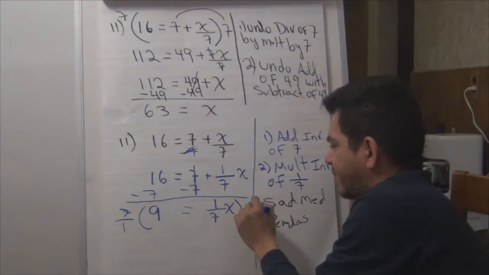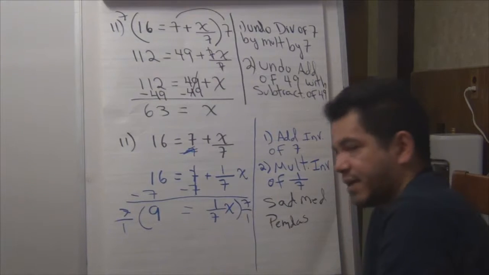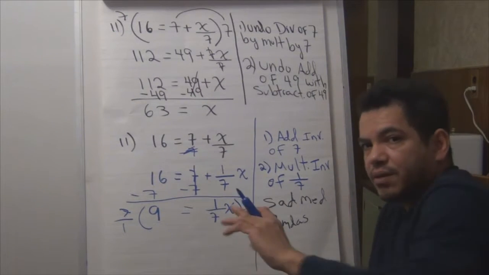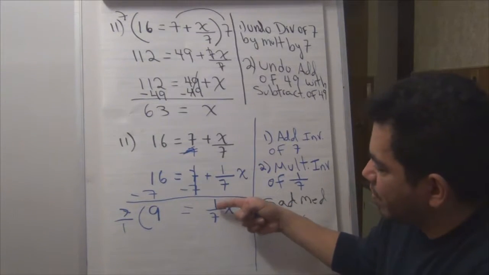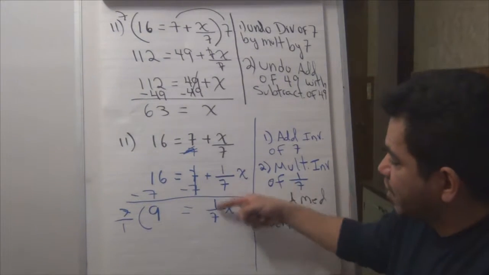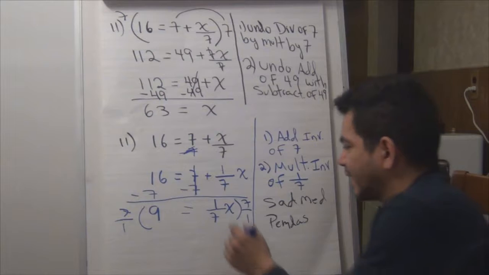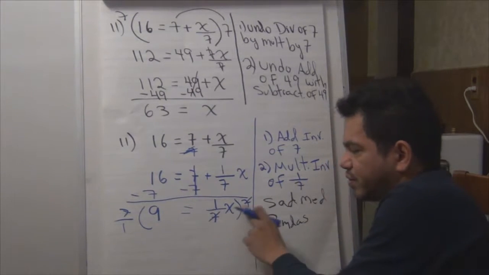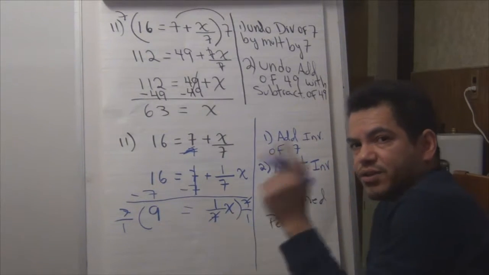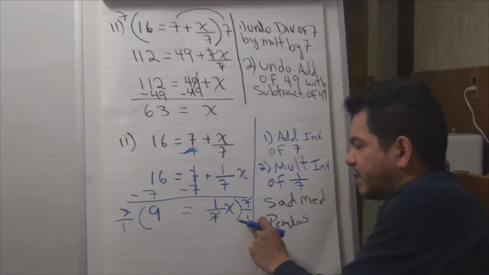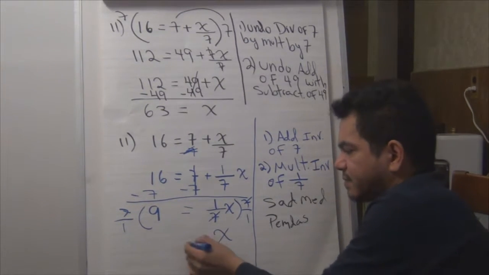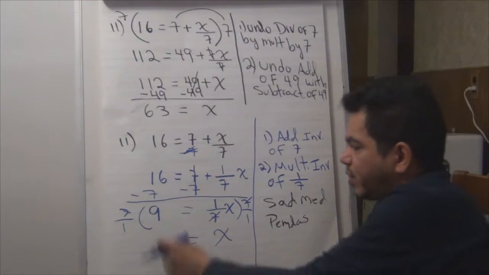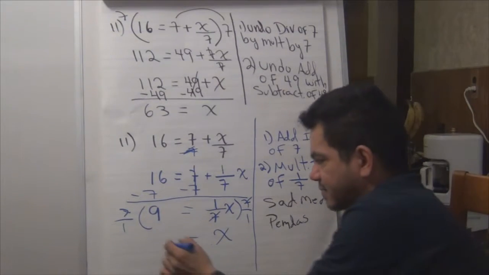7 over 1, ugly 7. Now, remember, as I said before, when you have a number and its reciprocal, or a number and the multiplicative inverse, they will cancel each other. You're multiplying by 7 and dividing by 7, you get 1. Multiplying by 1 and dividing by 1, you get 1. So 1 what? 1x.